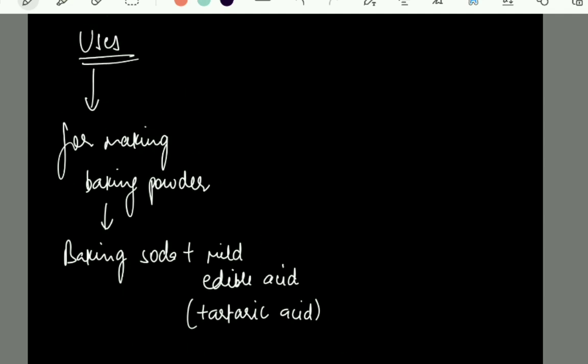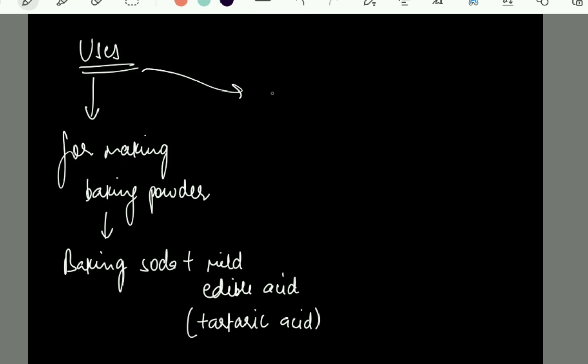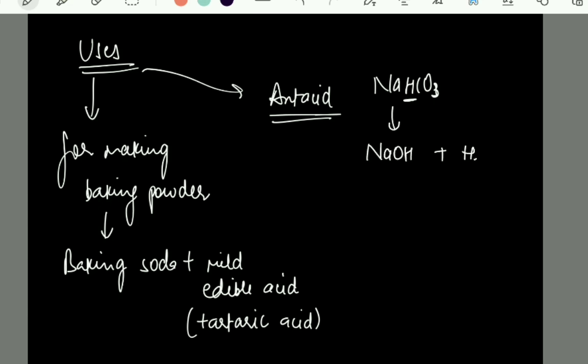Then we can say it is an ingredient for antacid. Antacids are basically what? They neutralize the excess acid in the stomach and provide relief. Because it's alkaline. Now again you go back to the basics. Why is it alkaline? Even if it is having replaceable hydrogen, its parent base is NaOH and parent acid is H2CO3. So this is a weak acid and this is a strong base.